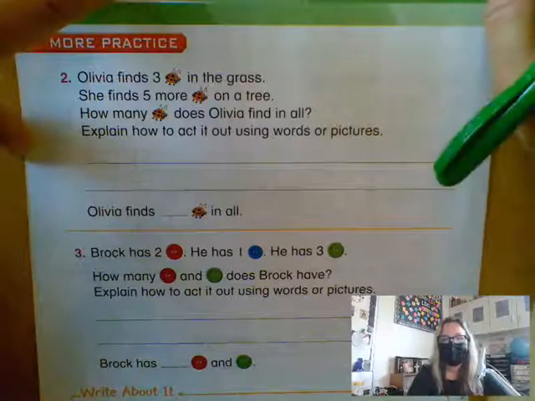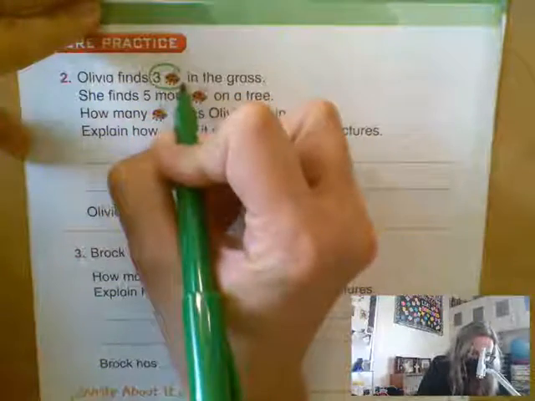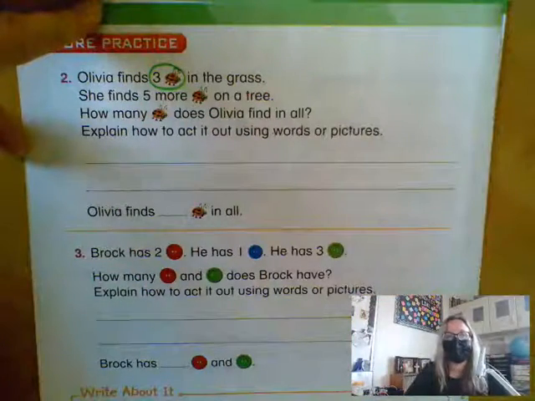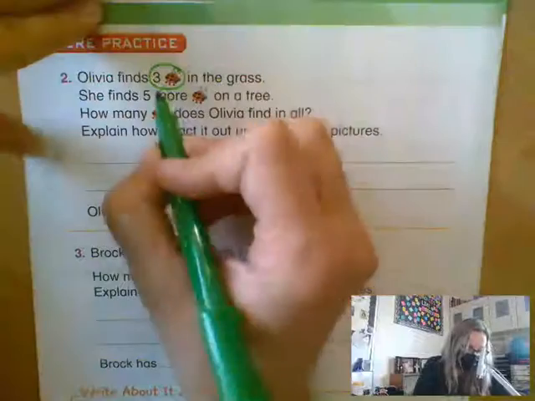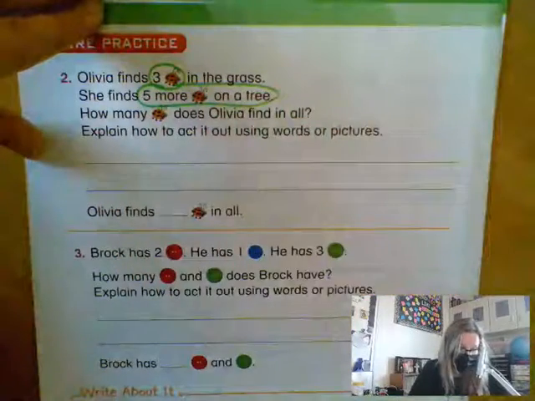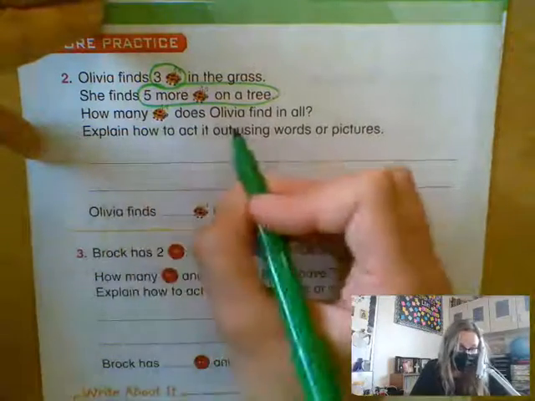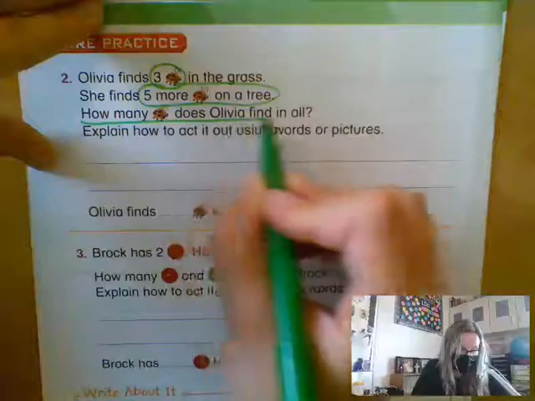All right, it says here that Olivia finds 3 ladybugs in the grass. Circle 3 ladybugs. That's our first part. It says she finds 5 more ladybugs on a tree. How many does Olivia find in all?